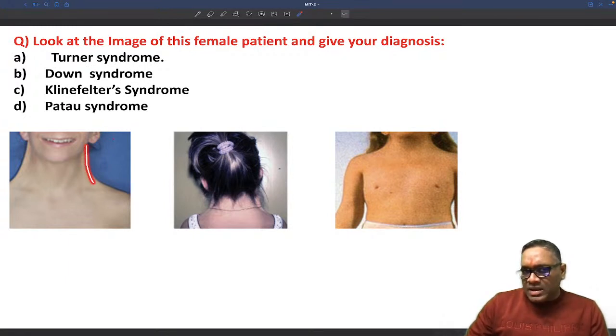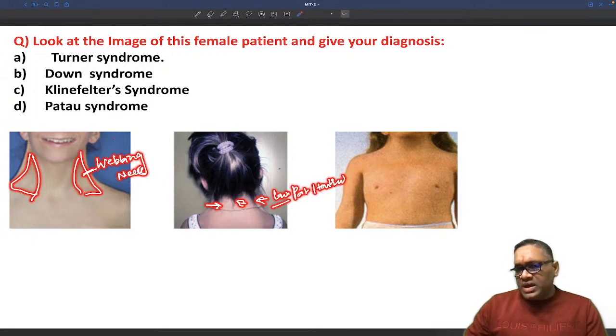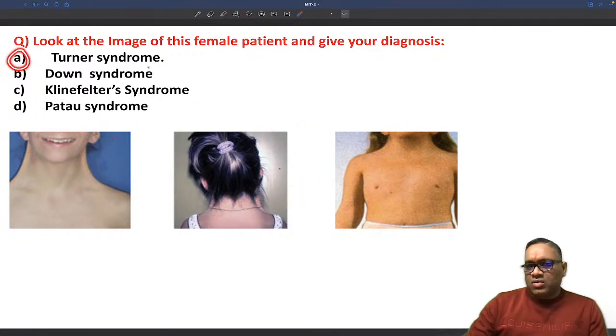Right, if you look at the neck area, usually the neck will be up to this, so normally the neck will be like this. But here we are seeing excessive mass or excessive soft tissue flap. So this is called webbing of neck. And we are also seeing a low posterior hairline. So low hairline is present, and you can see a broad chest and widely spaced nipples. When you find these three things, your diagnosis will be Turner syndrome. So the answer should be Turner syndrome.